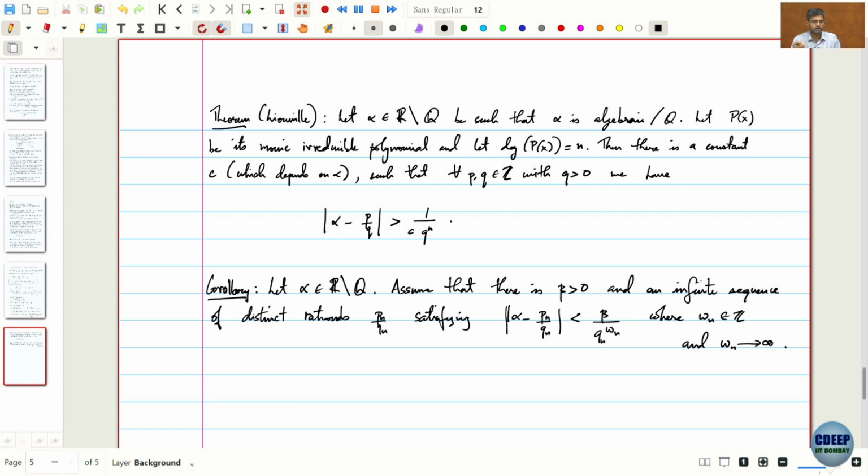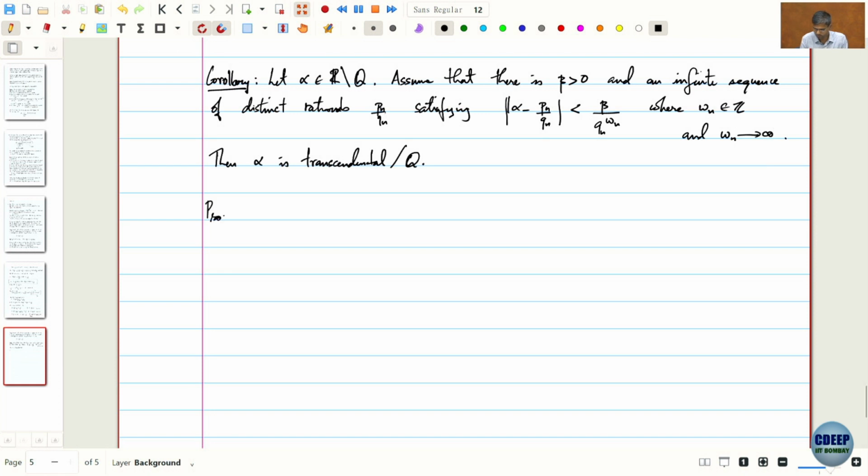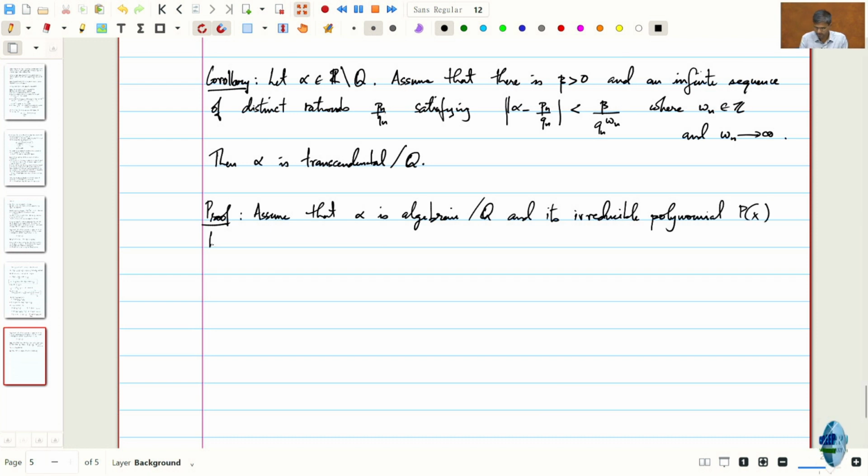Okay, so let us assume that we have a real number which satisfies these conditions. Then alpha is transcendental over Q. So how do we prove this? We will prove this by contradiction. Assume that alpha is algebraic over Q, algebraic of degree m, and its irreducible polynomial P of x has degree m.